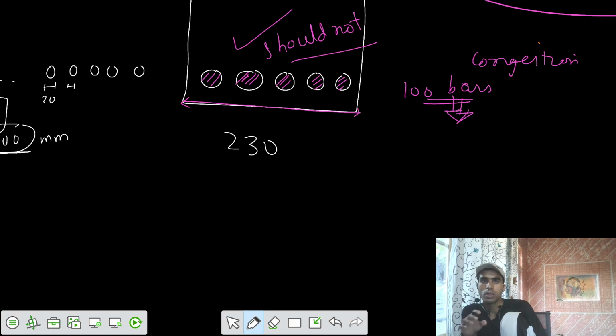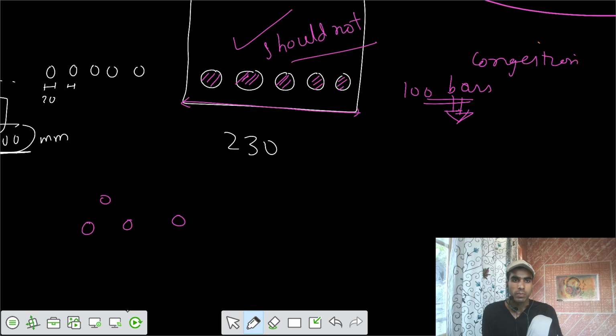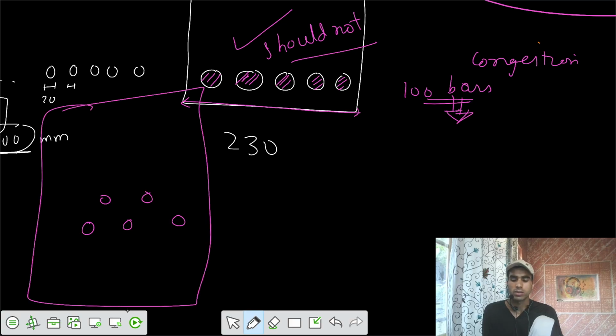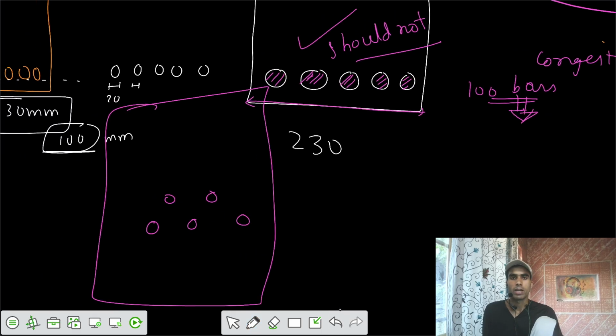We should place these 5 bars in 2 rows, such that my bars should be placed in this way. So this should be the final configuration of the bars. There should be some sort of detailing in this fashion.